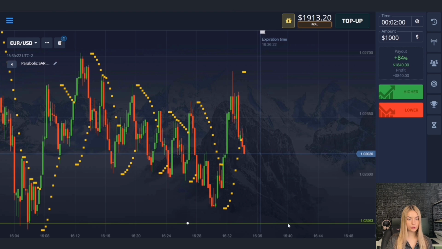We have a level of support down here. We also see that at the moment the price has turned around and is confidently moving down. Also at the same time the main price movement is going down. Also several dots have already appeared at the top of our chart. Let's open a deal here for 2 minutes to decrease.